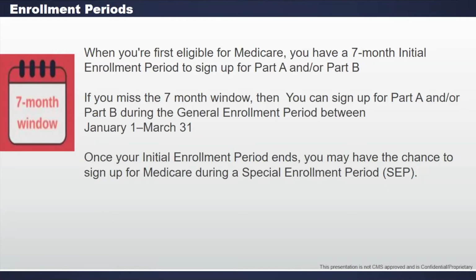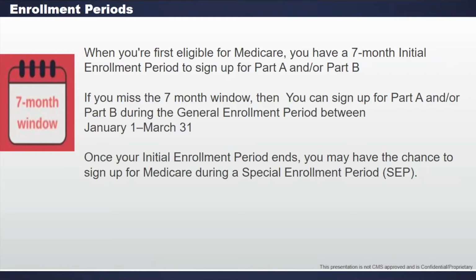So now you can do that right up until 3 months after the month of your birthday. So here it was April, so I've also got May, June, and July. I can go to the end of July to sign up. Okay. Now, if you miss that window for whatever reason, now you have to go during the general enrollment period.